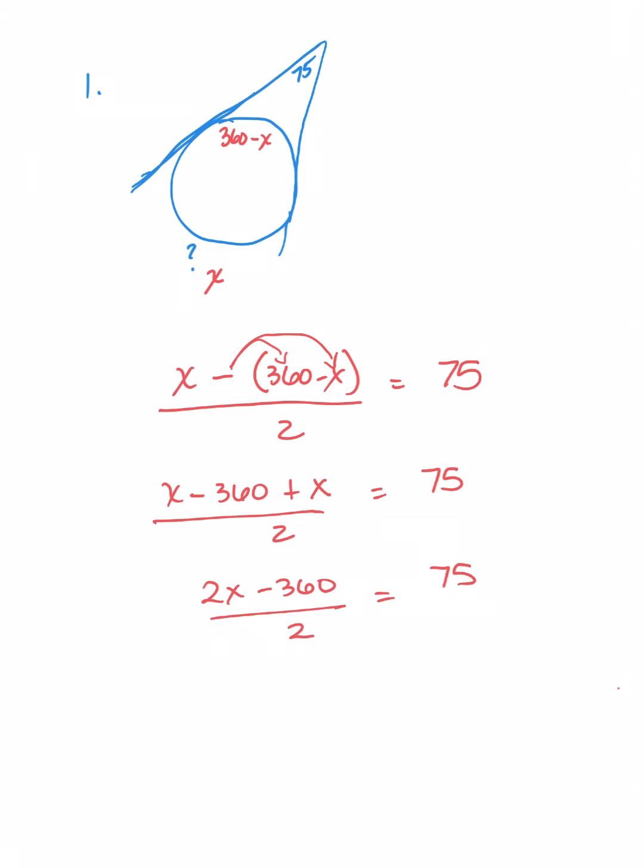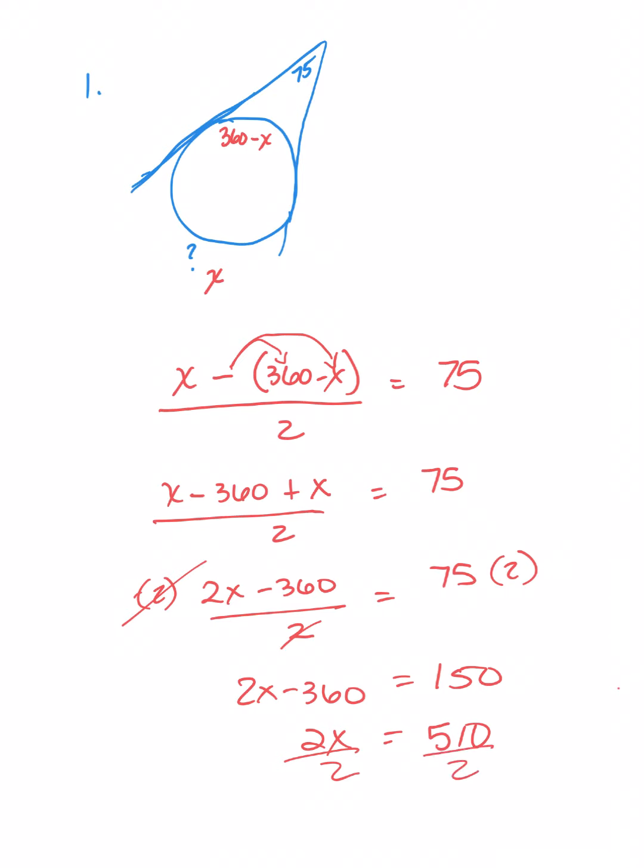And to get rid of the 2, we multiply both sides by 2. So we're going to multiply this by 2 and this by 2. These two bite the dust, and we get 2x minus 360 equals 150. So we're going to have 510, I believe, equals 2x, and divide by 2, and it's 255 is x. So that is the number.